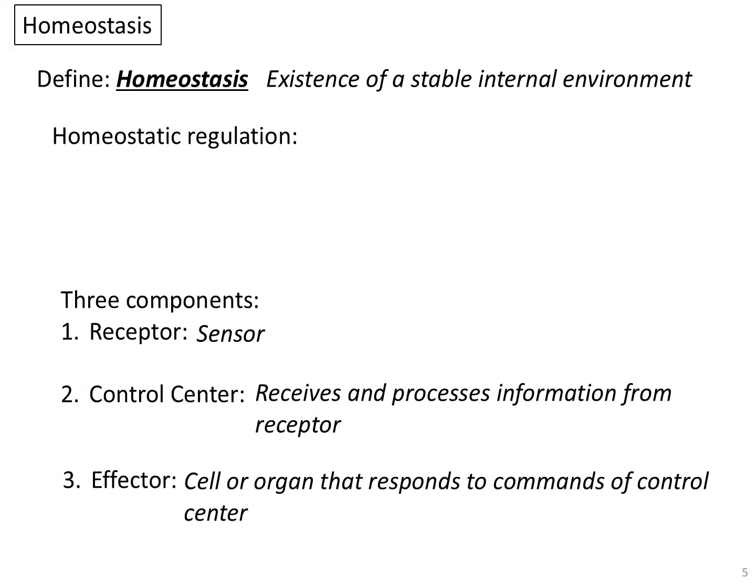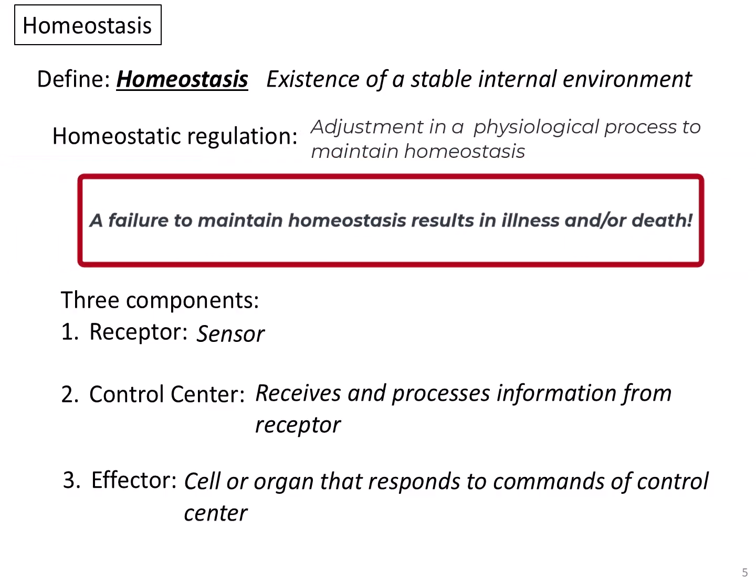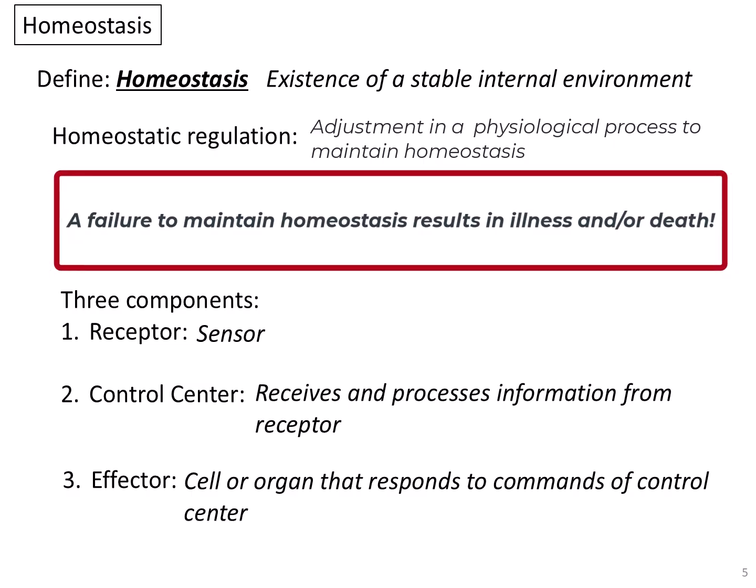Homeostasis is an essential process to understand and one you will refer to often when studying the physiology of various organs and organ systems throughout A&P 1 and 2. The term homeostasis means to maintain a stable environment. When we refer to homeostatic regulation, we are referring to adjustments in a physiological process to maintain homeostasis. A failure to maintain homeostasis results in illness or even death.